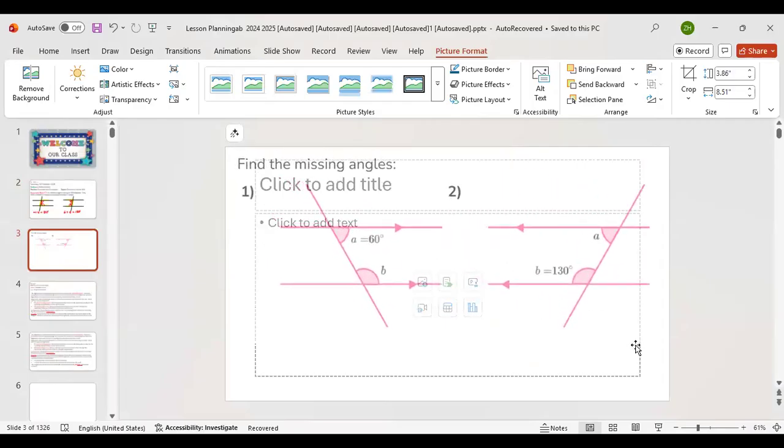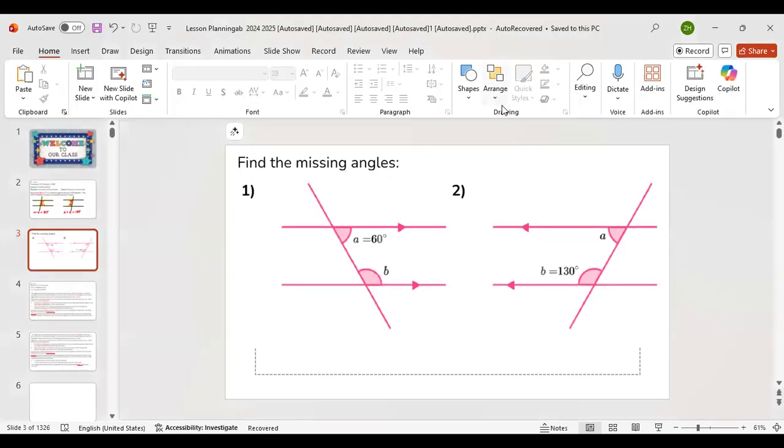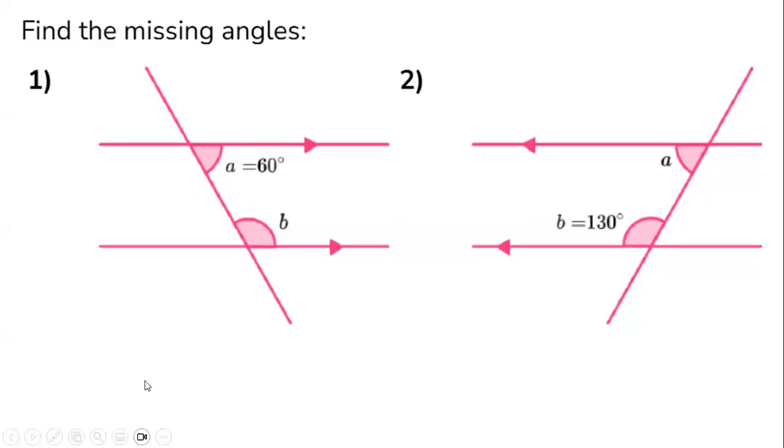All right, so let's do these two. These are going to be our examples. So let me enable the chat. Okay, so they want us to find the missing angle. For the first one, they want us to find what B is. That's what they want us to do. And for the second one, they want us to find what A is.